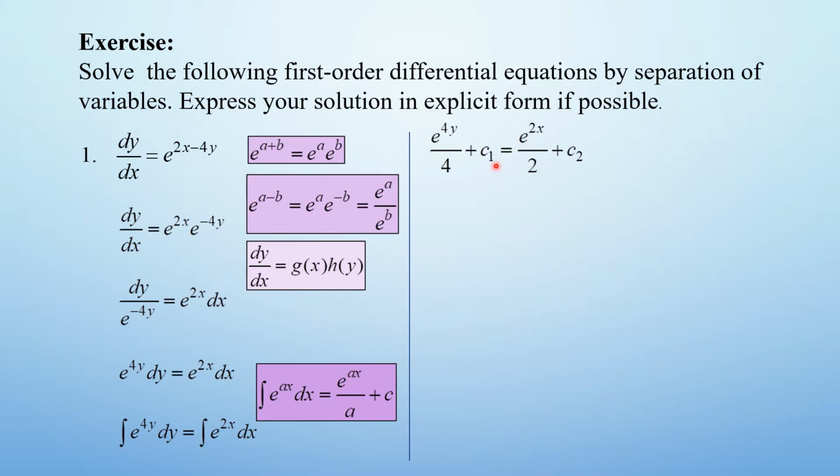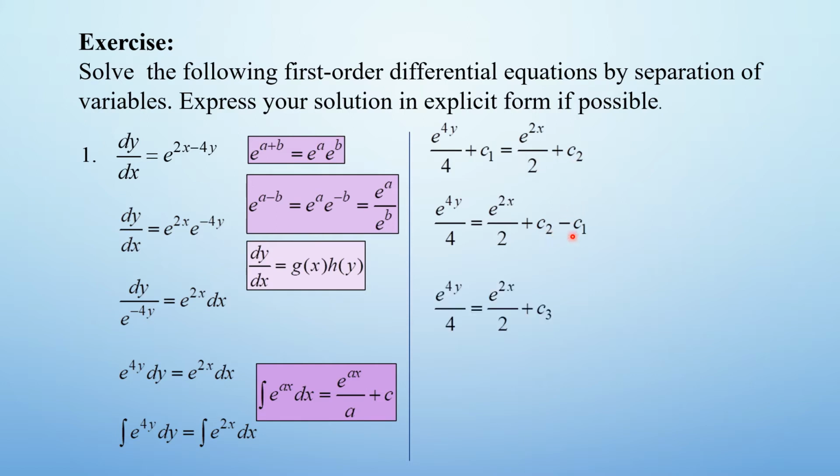Now on the left side, after we have performed the integral, we have to add the constant, which we are going to label as c1. And on the right side, after performing the integral, we write down the constant, which we label as c2. Now let us combine these two constants. Bring c1 to the right side, you get c2 minus c1.